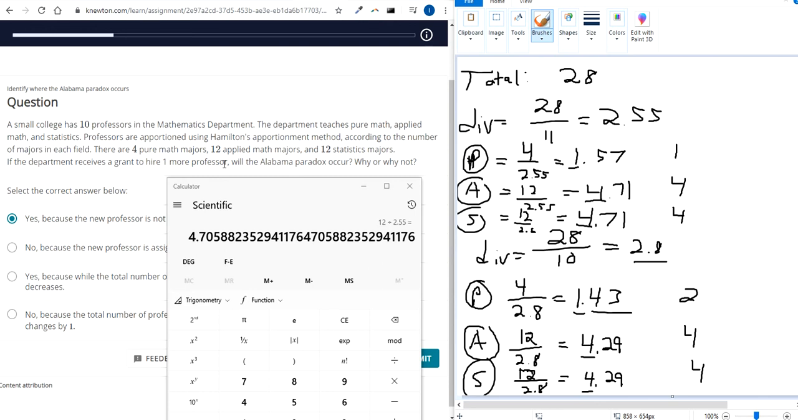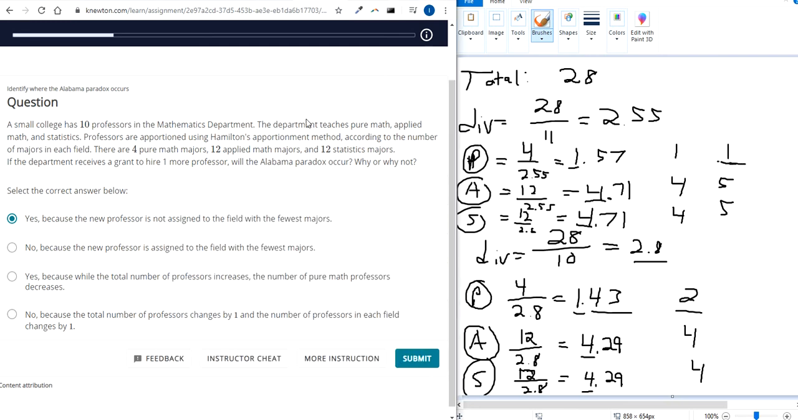Now we said our department got increased to 11 professors, so we have to go by the highest decimal, which are these 2 here. We should have 5 professors here, 5 professors here, and 1 professor for pure math. So this is an example of the Alabama paradox because look, we increased the number of professors, and that increase in professors actually caused the pure math department to drop by 1 professor. Okay, so is this an example of the Alabama paradox? We should say yes.